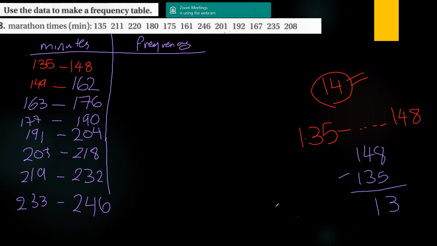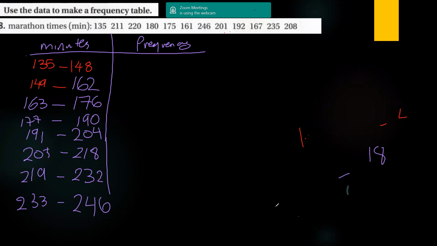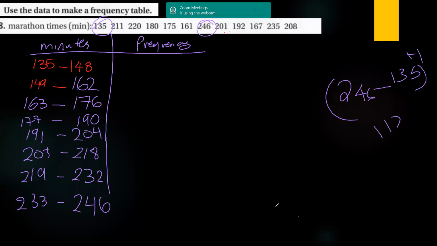So after I wrote them, now look here. What did I tell you before? If you subtract 246, which is the greatest number, minus 135, which is the minimum number, plus 1, we get 112. If you divide it by 8, you get 14. So 14, I want to choose, and this is up to you. 14 will be my length of the interval, and 8 will be my number of rows.